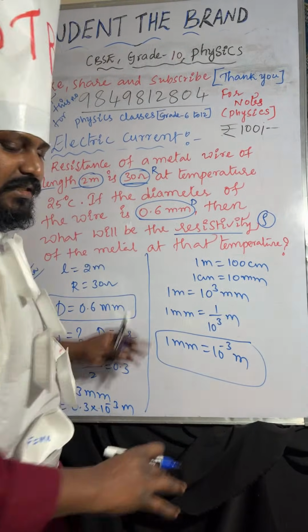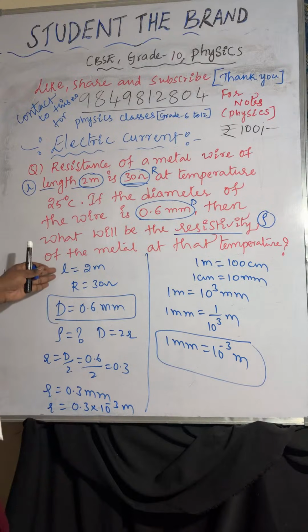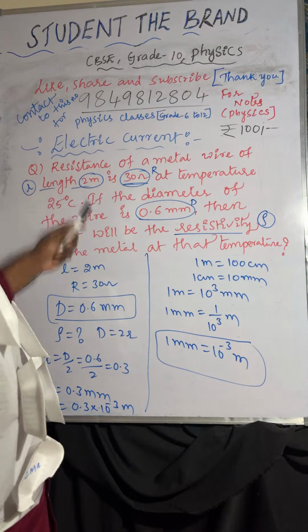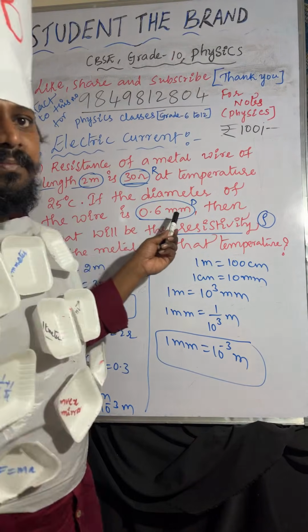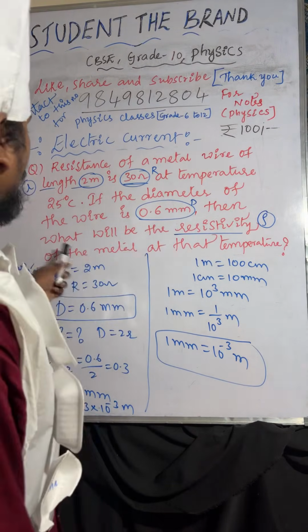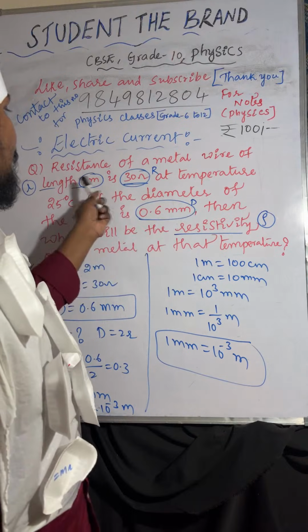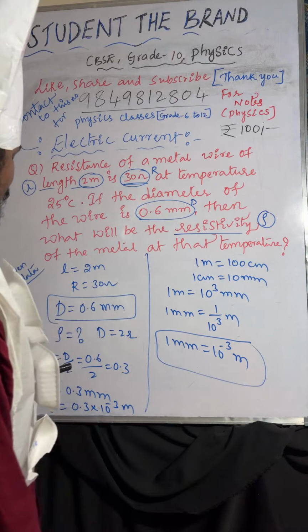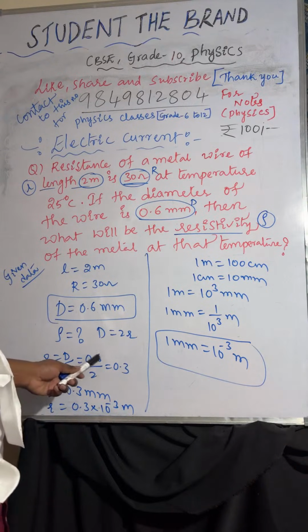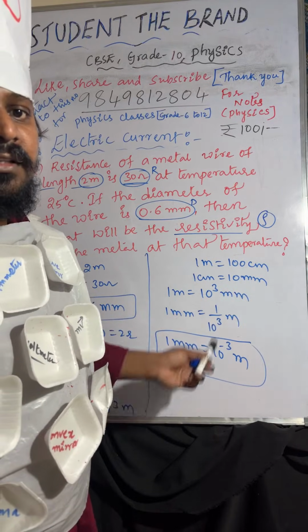So here I am erasing. Just check once. We need to find out resistivity. L given, 2 meter. Resistance given, 30 ohm. Diameter is given in mm, must be converted into meters. So resistivity we have to find out. They're asking what will be the resistivity at that temperature. Diameter equal to 2R, radius equal to 0.6 by 2, that is 0.3. So this is the conversion. Make sure that you are learning this one.